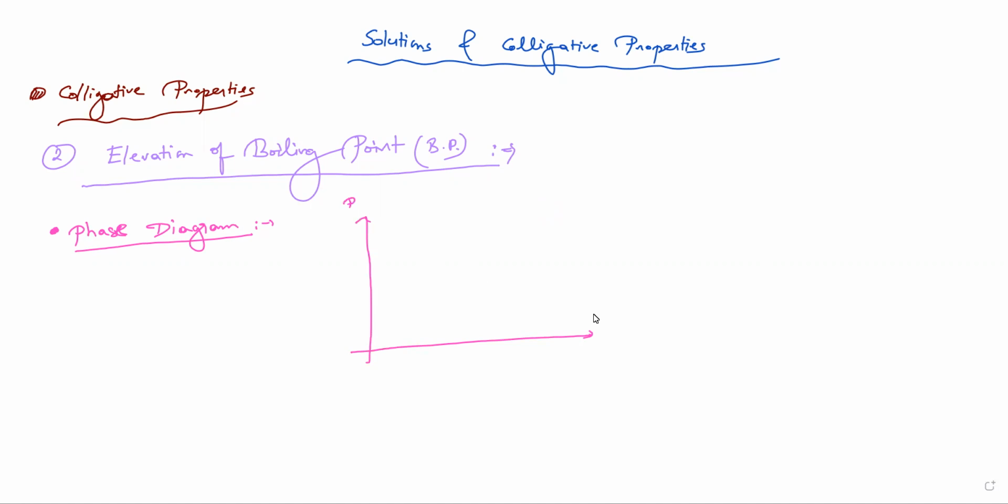Suppose this one is pressure and this is temperature, in a particular diagram where three states exist. This one is a solid state, this one is a liquid state, and this one is a gaseous state. Now, if you draw a particular pressure, suppose this one is 1 atm pressure. This is a point, this is also a point. Now, in this case, this point touches here, and this point also touches here.